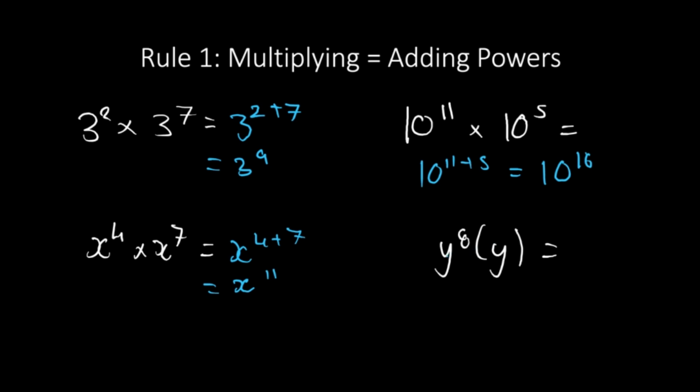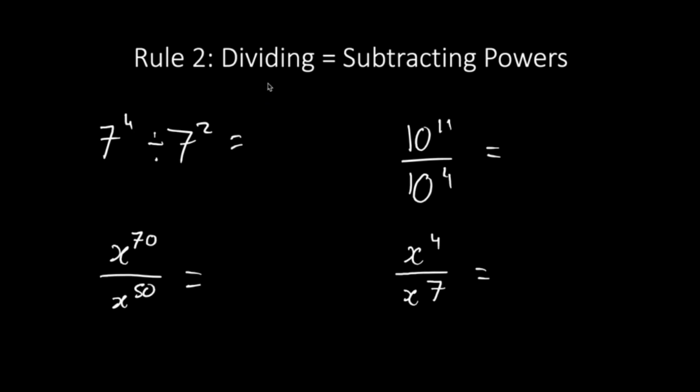Same here, y to the power of 8 times y. So this will be y to the power of 8 times y to the power of 1. So a number or letter without a power is basically 1, but it's just hidden. So you add 8 plus 1, y to the power of 8 plus 1, which will give you y to the power of 9.